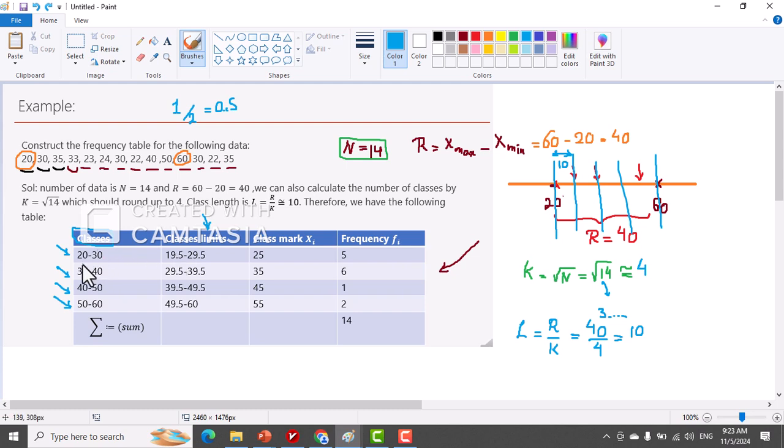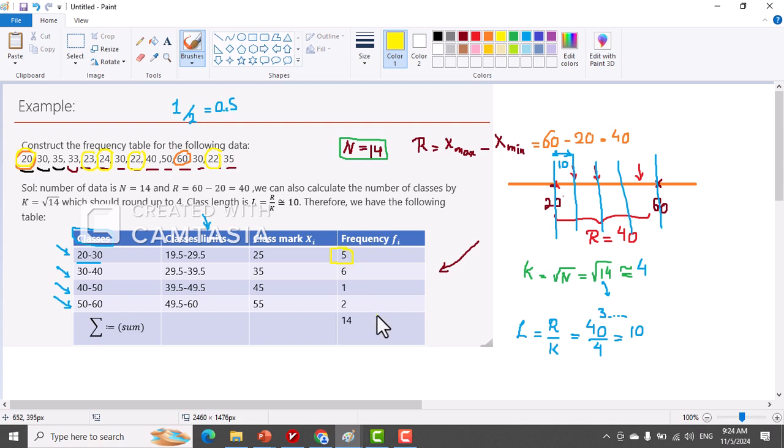So for the class of 20 and 30, let us calculate the numbers that are in this class. The first one, 20, belongs to this class. 30 does not belong to this class because, as I said before, 30 belongs to the second one. 35 as well. Another number is 23, which is between 20 and 30. Another one is 24, and the next one is 22. Let us see if we have one more. Yes, we have one more. So 1, 2, 3, 4, 5. And as you can see, the frequency of this class is equal to 5.